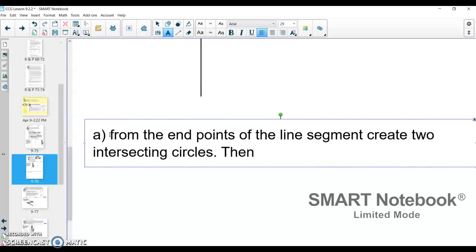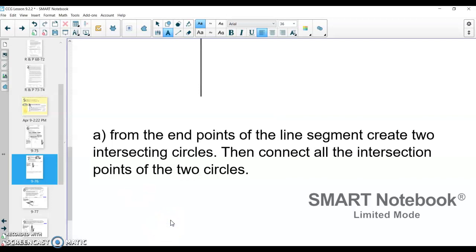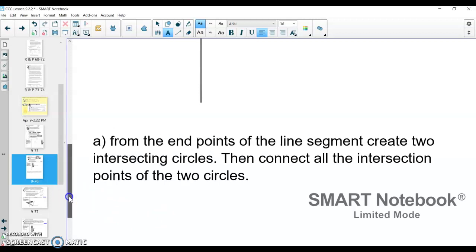All right? Then connect all the intersection points of the two circles. That's what I'm going to go with. I don't really love that written explanation, just because when you're talking about constructions, it makes so much more sense to see them than it does to write them. But it's a nice way of thinking, like, how can I make sense of this in a written way that makes sense to me? And that's, to me, the way that I can make sense of it.